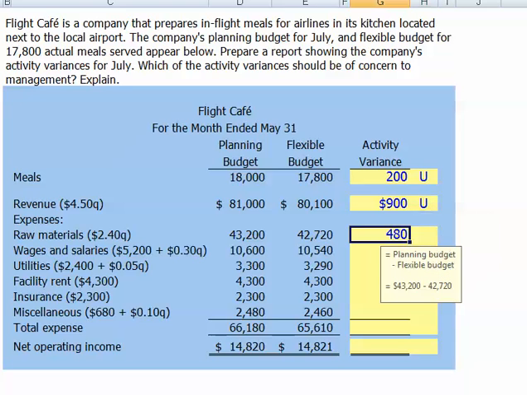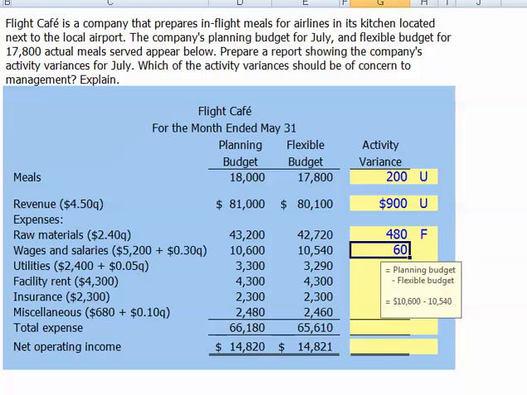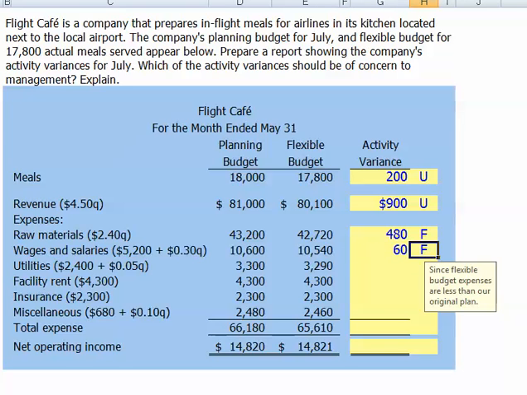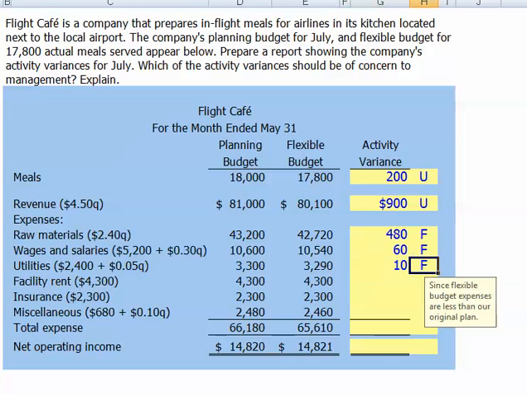For our expenses, raw materials are $480 less in our flexible budget than in our planning budget. Again, this is because we've served fewer meals. Since our expense is lower, we would say that this is a favorable variance. Our wages and salaries, the difference is $60, and again, since our flexible budget amount is less than our original plan, it is a favorable variance. We'll see that all of our expense variances are favorable since our activity level was lower than we had originally anticipated. The difference for utilities is $10, again, a favorable variance.